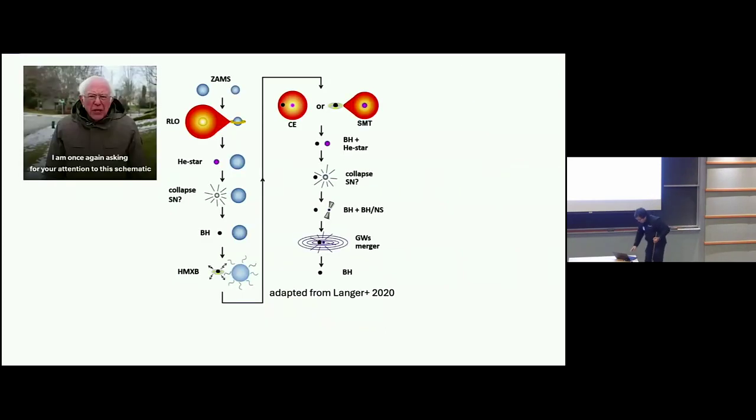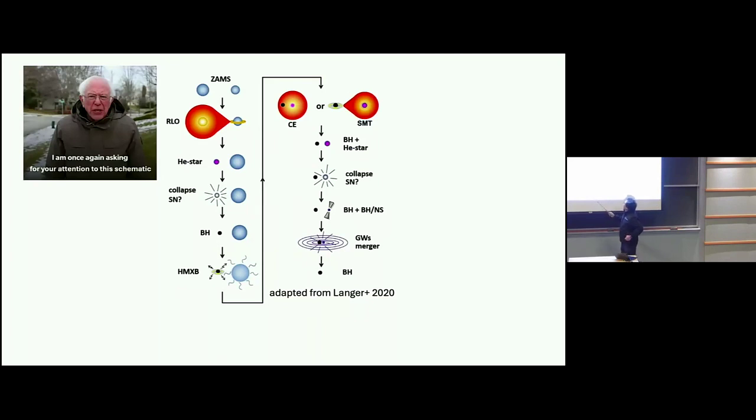Okay, so to start, I'm going to once again ask for attention to this thing that you have already seen a lot of times. This is basically the isolated binary formation channel to have merging binary black holes. So we already heard about a lot of physics going on here. But we haven't talked about the spins very much in this conference.